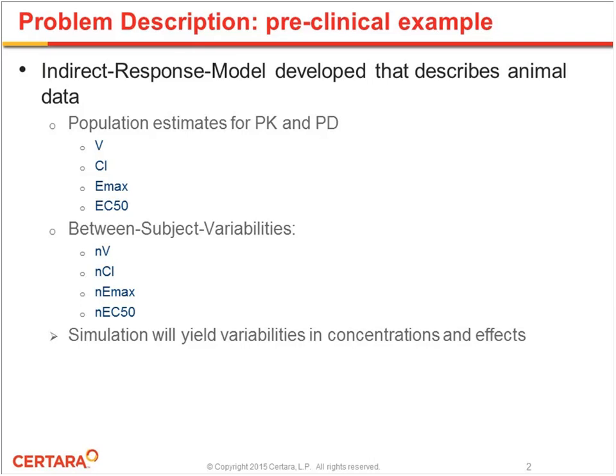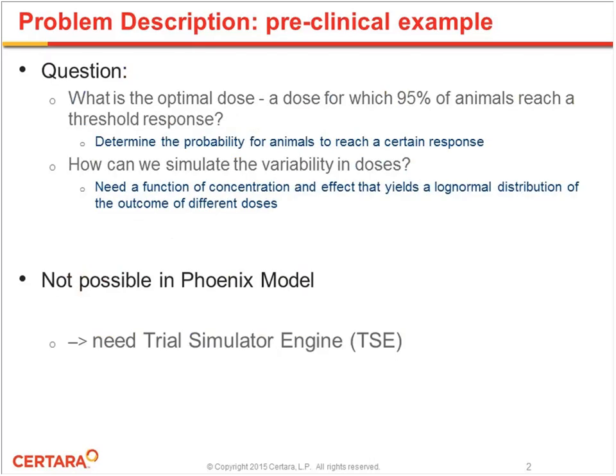What would be the typical next step? Whenever you are in a comfortable situation like this, you can use your model for simulations. And typically these simulations would yield variability in concentrations and effects. But for the project team, these variabilities were not convincing enough to decide on the next step. So let me show this.